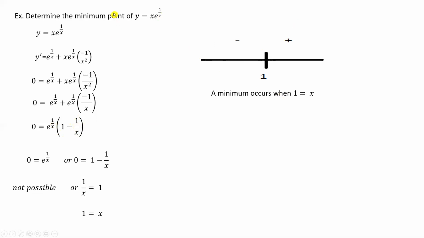We're looking for a minimum point. We have an equation for y, and we know what x is. So let's put 1 in everywhere there's an x, and y will equal 1 with e to the 1 over 1. E to the 1 over 1 is just e. So our minimum point then is going to be 1 for x and e for y.